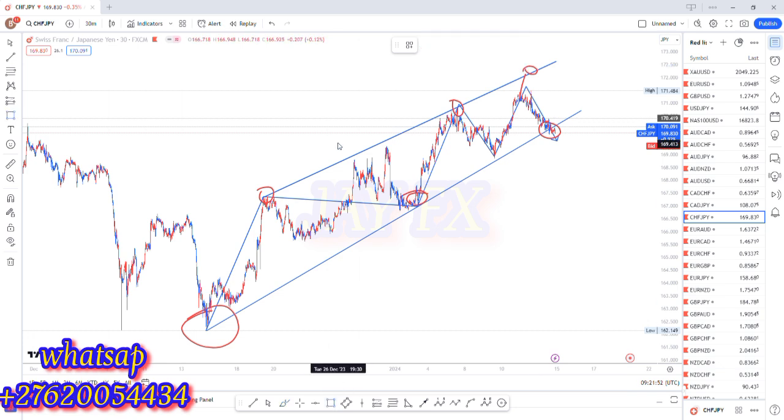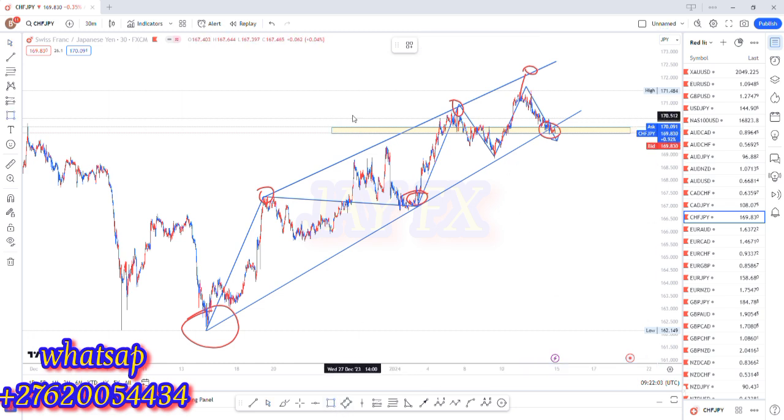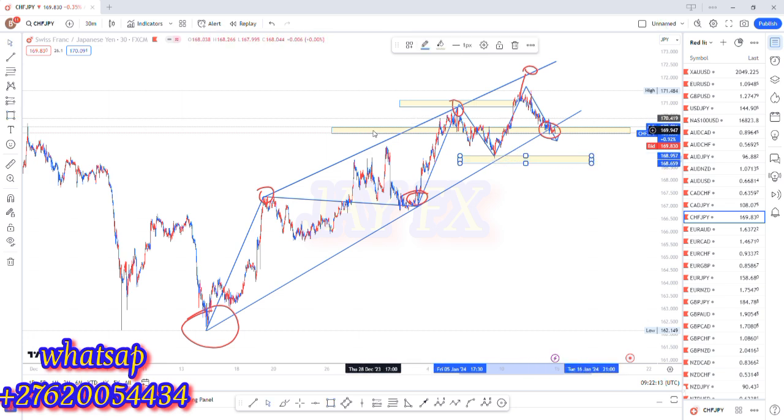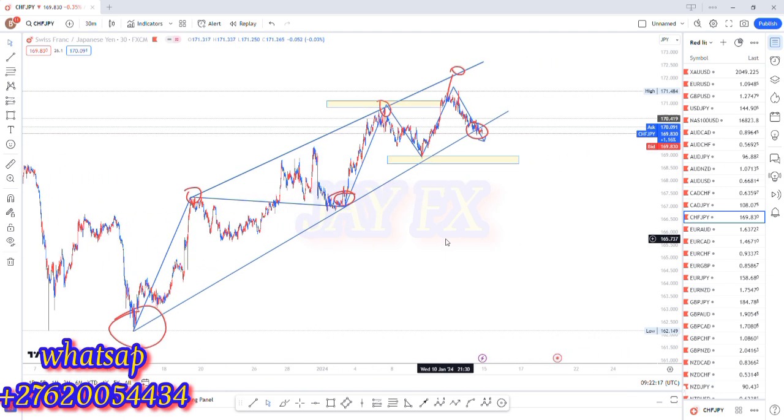We're going to go ahead and check, after touching the third time here, what happened previously, right? What happened previously is that the market formed resistance somewhere here, and it formed support somewhere here. So now we're going to delete this straight line. Now we are getting a picture of what we're going to do, right?